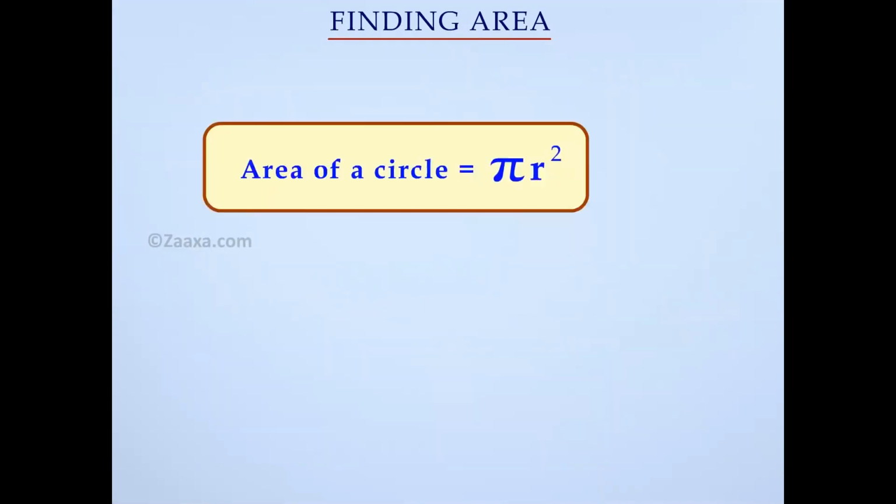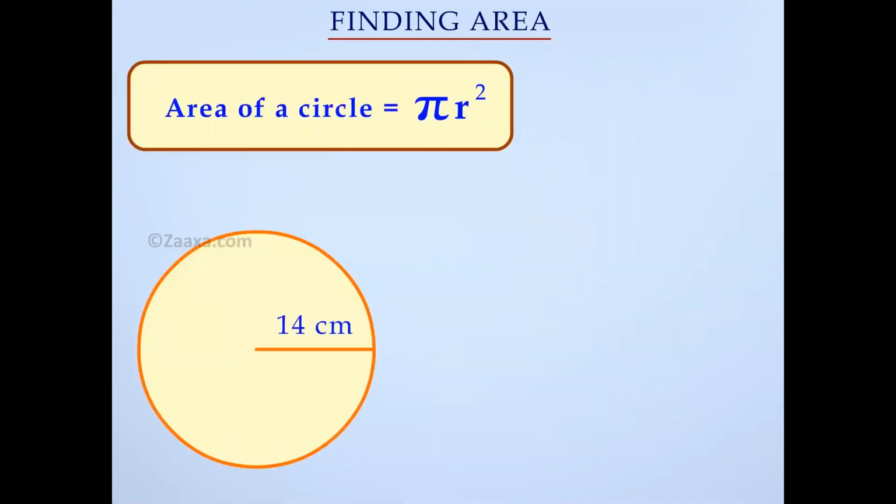Let us find the area of a circle whose radius is 14 centimeters. Area is equal to pi r squared. 22 over 7 times 14 times 14 is equal to 616. Hence, the area of the circle is 616 square centimeters.